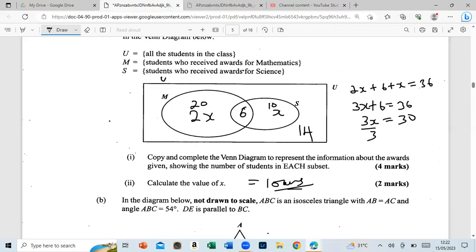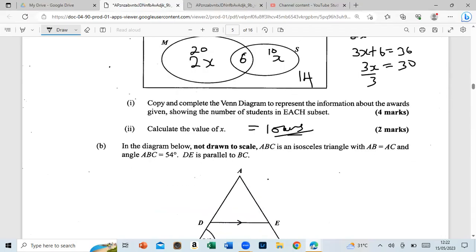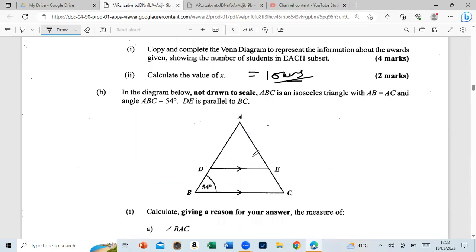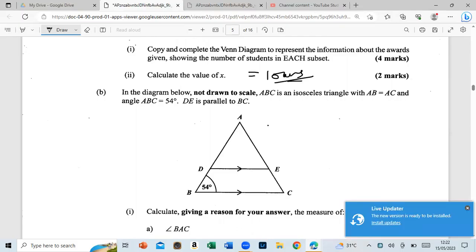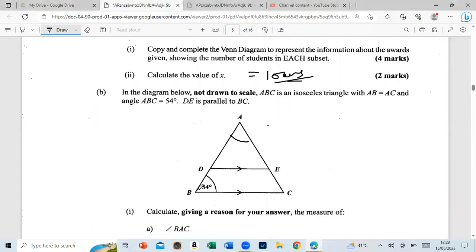Alright, we can continue. It says in the diagram, not drawn to scale, ABC is an isosceles triangle with AB equal to AC, and angle ABC equals 54. DE is parallel to BC. Calculate the angle BAC. Where is the BAC? Alright, cool, right here. Since it's isosceles and these are the two that are equal, this right here should be 54 also. So 54 and 54, that's 108.